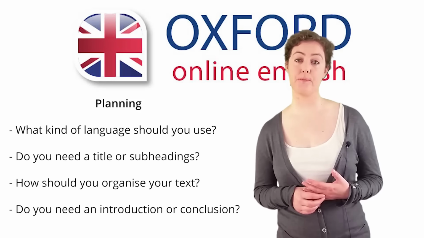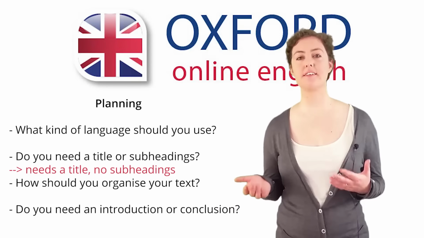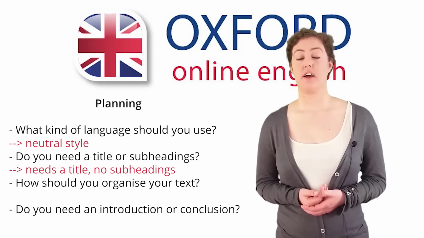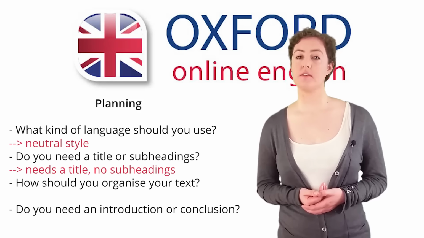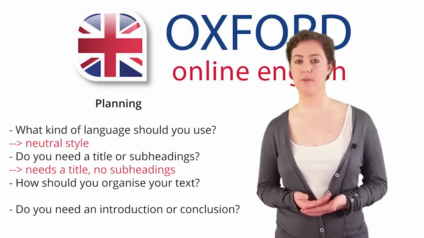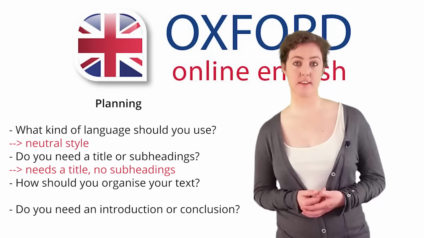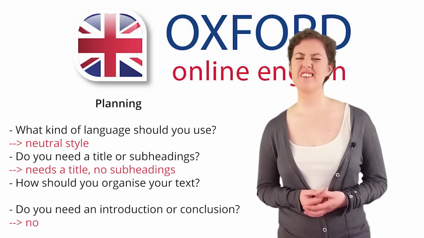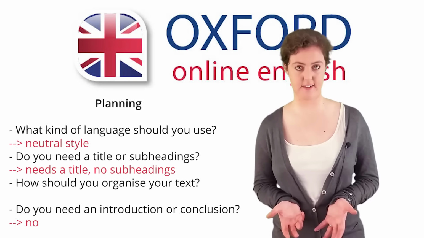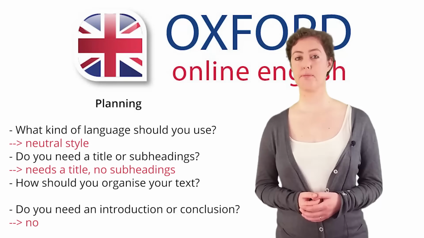For a book review, it should probably have a title, but it doesn't need subheadings. It should be written in a neutral style, and it should use specific language for the task. For example, to describe books or to make recommendations. You don't really need an introduction or conclusion because it's not an essay. You're not trying to prove anything.